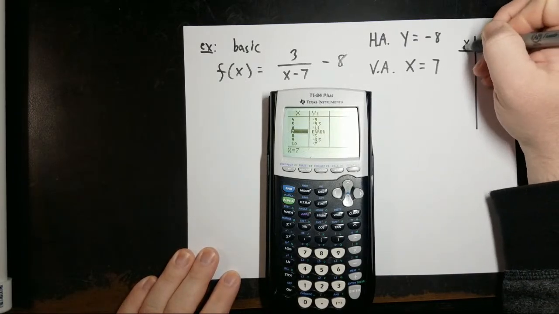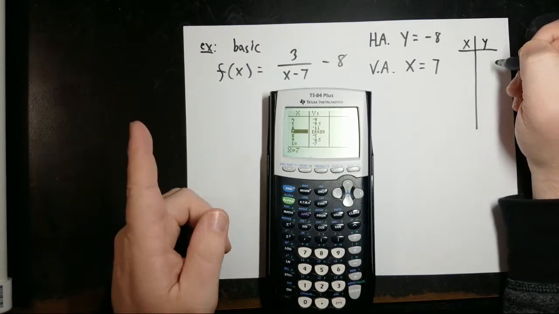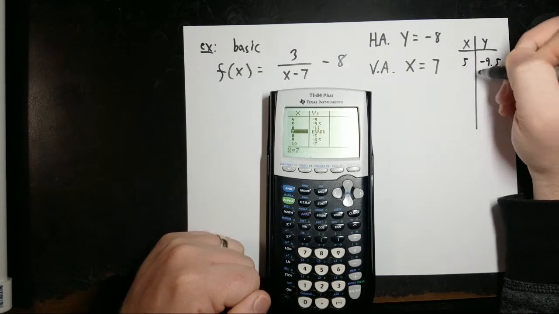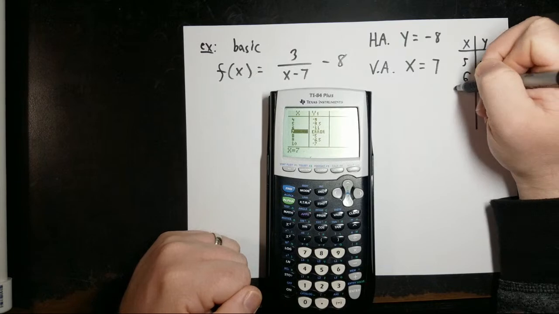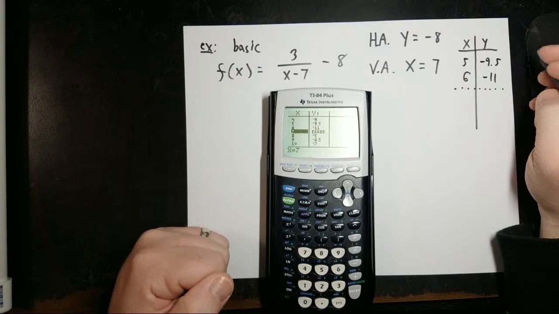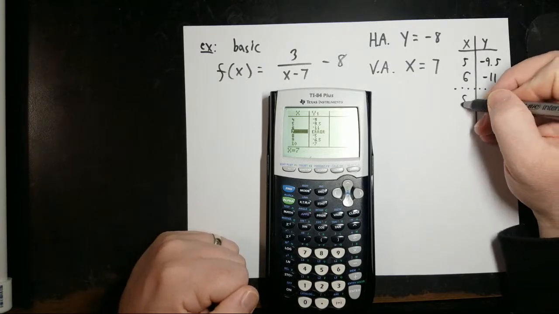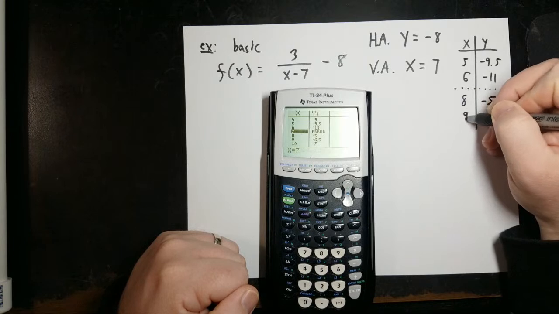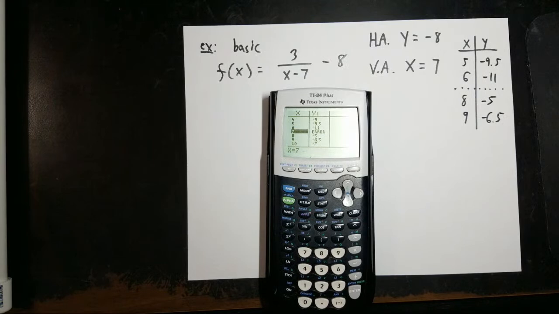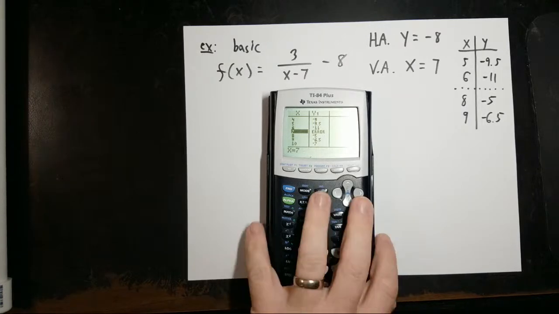Let me do that over here. So a couple of numbers to the left, a couple of numbers to the right. Let's go 5, -9.5, 6, -11. My vertical asymptote is going to be right there at x equals 7, so why bother writing it? 8, -5, 9, -6.5. This is what I suggest that you do when you're graphing these on your own. You don't have to put that dotted line in. I'm just putting it there to indicate where the vertical asymptote actually was. We'll deal with that later.